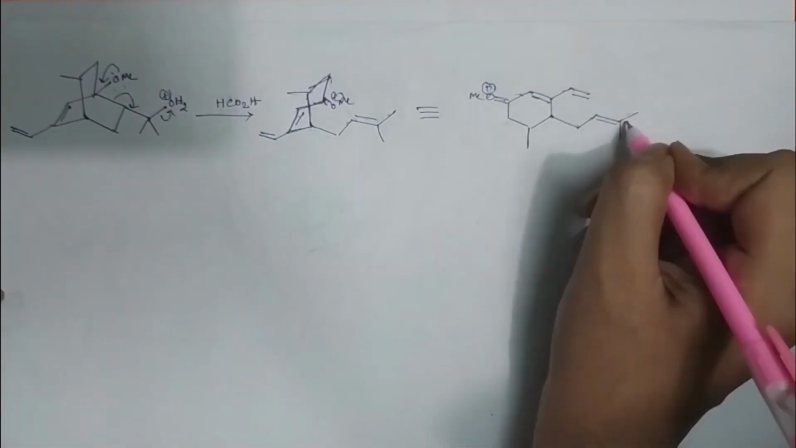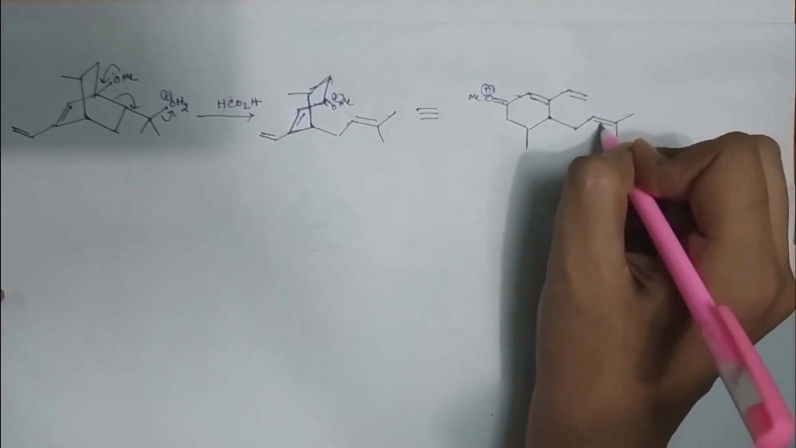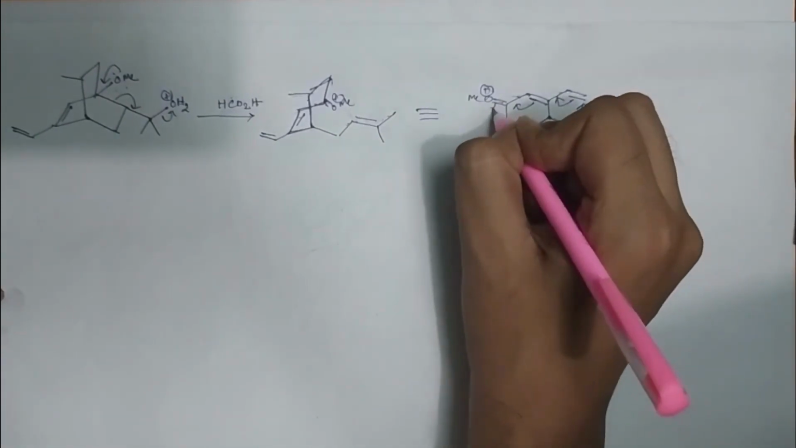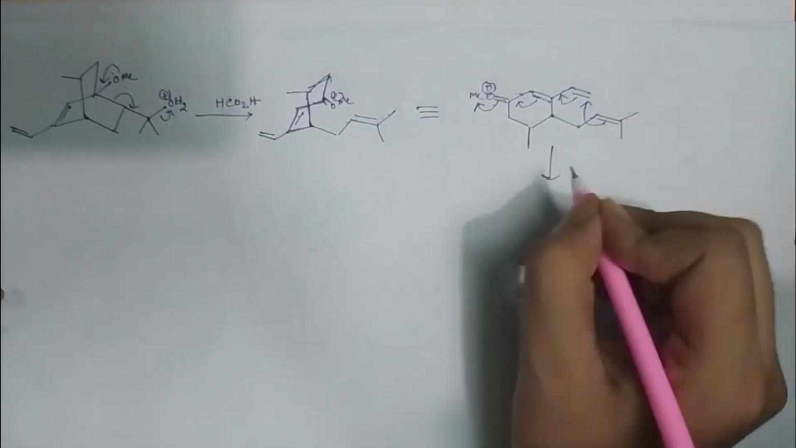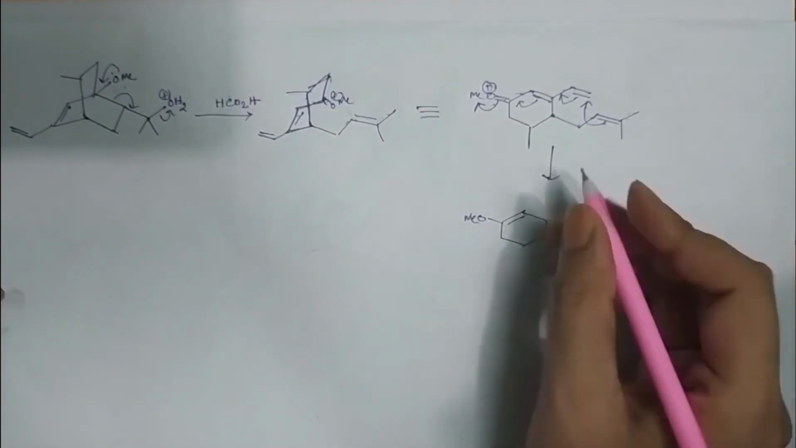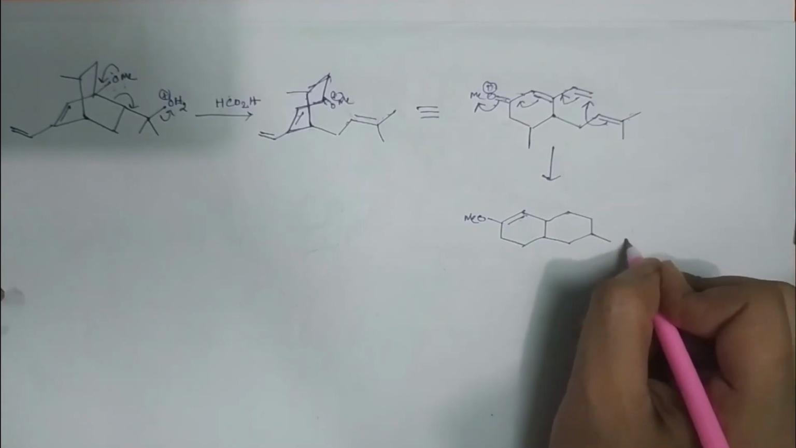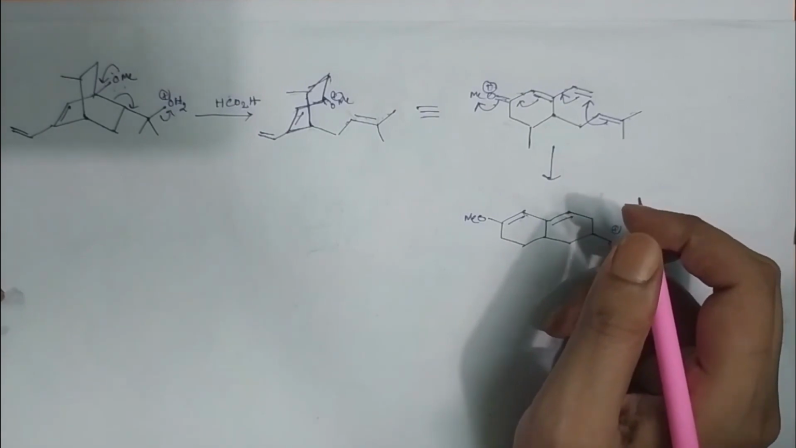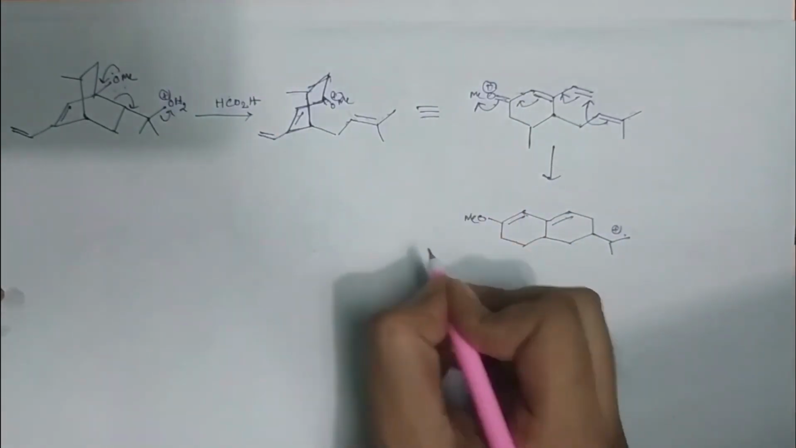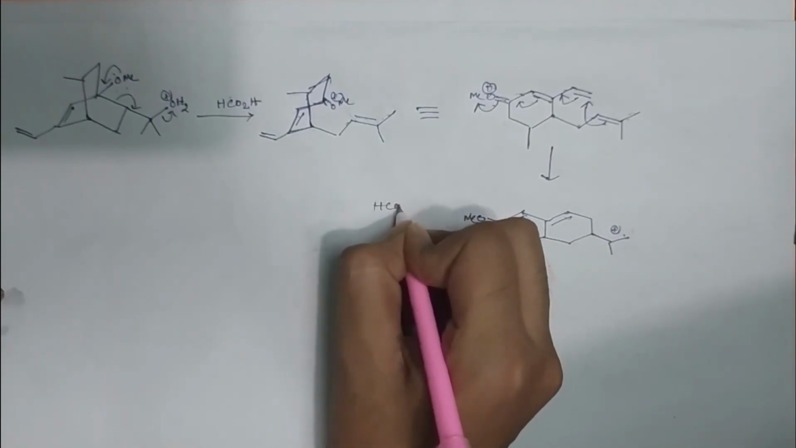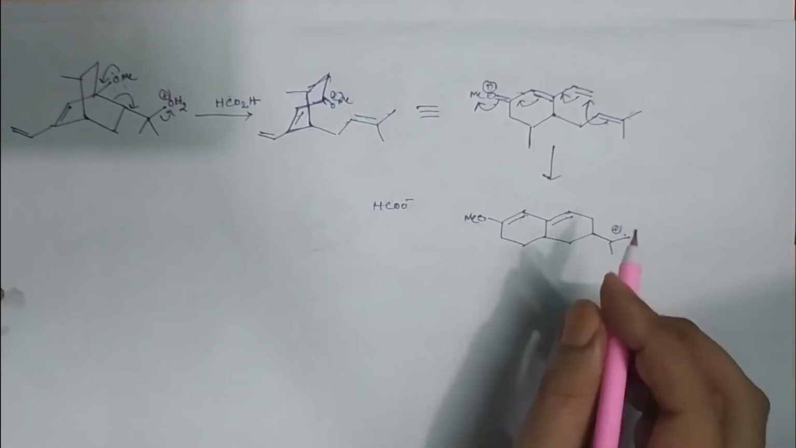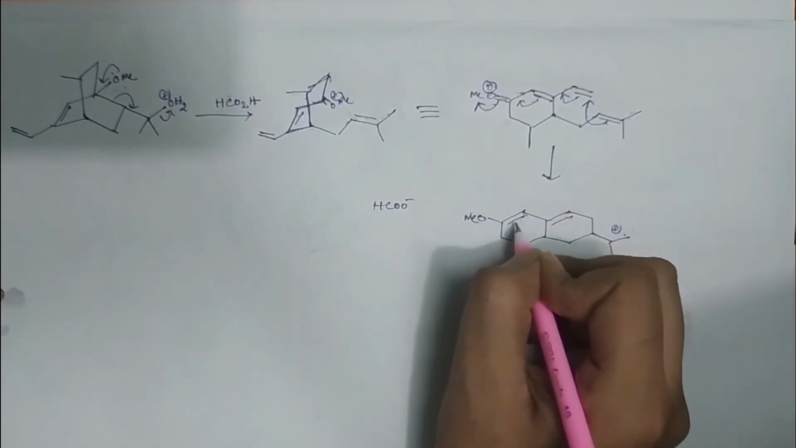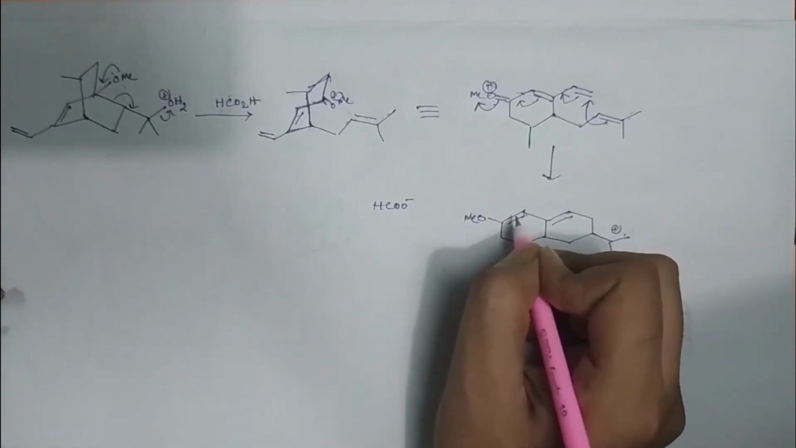So here what happens is a ring expansion. The ring migrates through here, this comes here, this goes here, this comes here, and this is what we get. This will be the conformation. After that, in the medium there will be an anion, the formate anion, which will attack here. So we get this, which will again, in acidic medium, be tautomerized to the keto form.